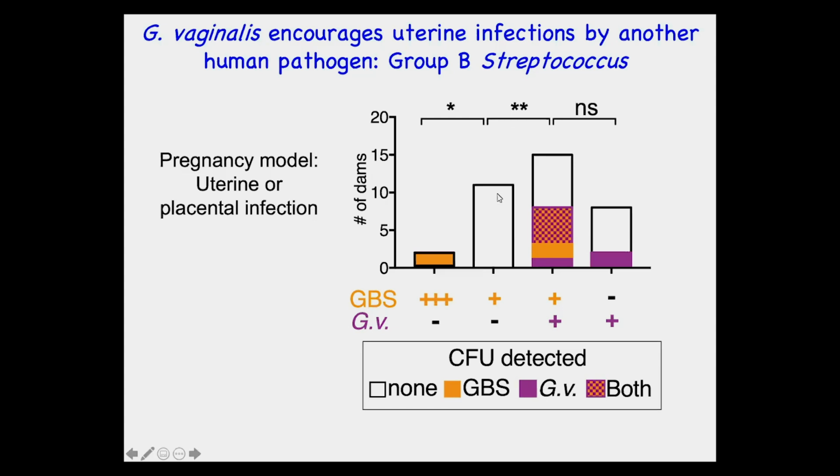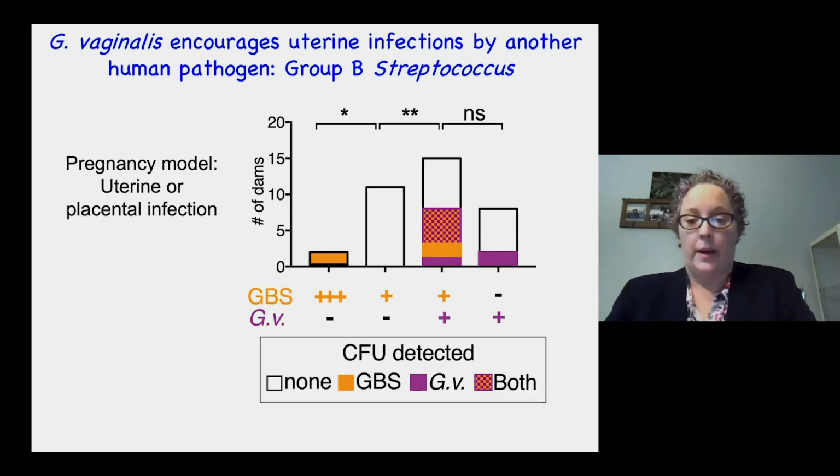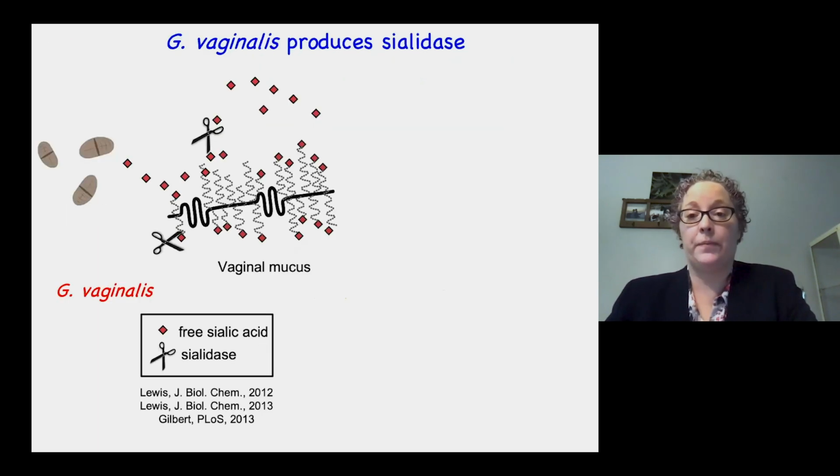However, under this condition of lower group B strep inoculum to the vagina, when it's delivered in the context of Gardnerella vaginalis, you again see that about half of the animals develop uterine and placental infections. So, it may be that Gardnerella vaginalis being present within the vaginal microbiome of humans may be helping to encourage other pathogens to be more pathogenic.